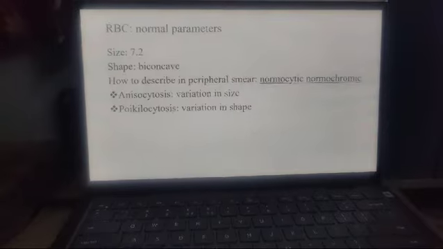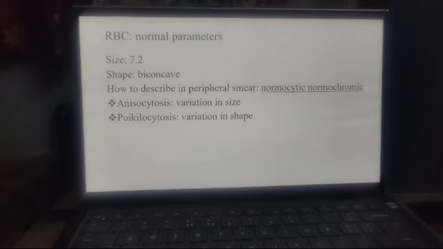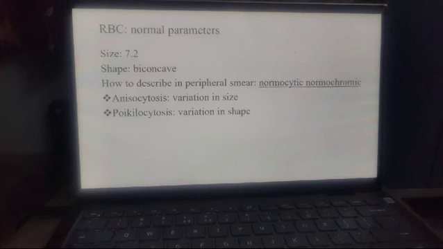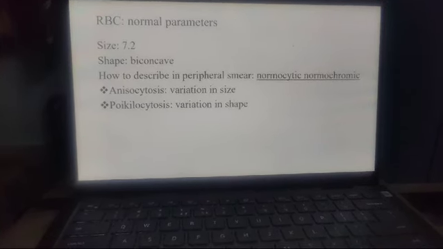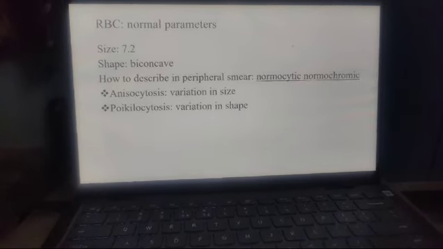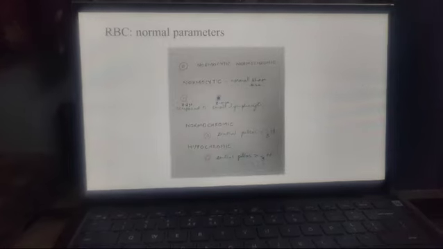Here we discuss the peripheral smear abnormalities. Abnormalities of peripheral smear. RBC, the normal parameters: size is 7.2 microns, shape is biconcave. In the peripheral smear, you have to describe it as normocytic, normochromic. Variation in size is called anisocytosis, whereas variation in shape is called poikilocytosis.